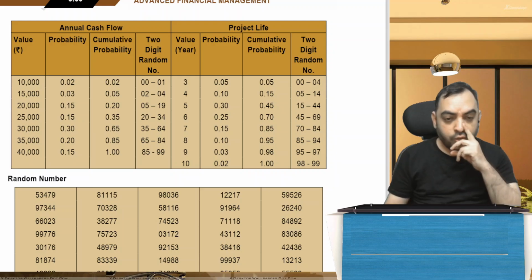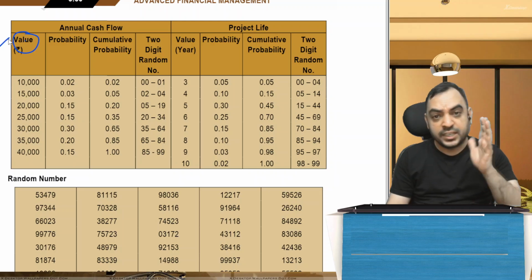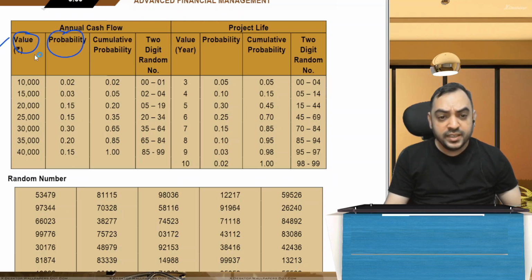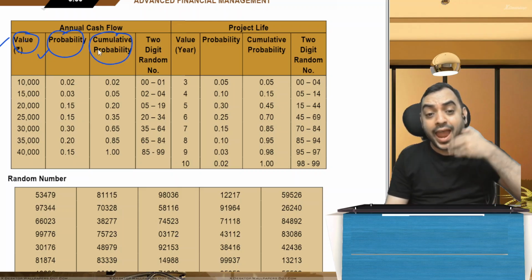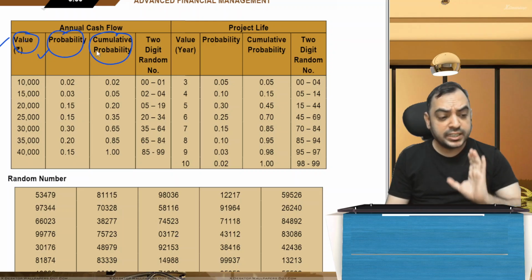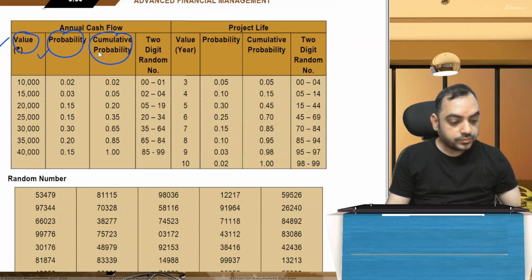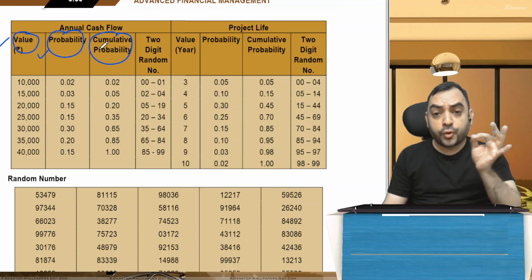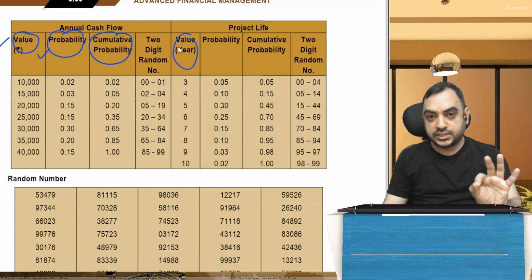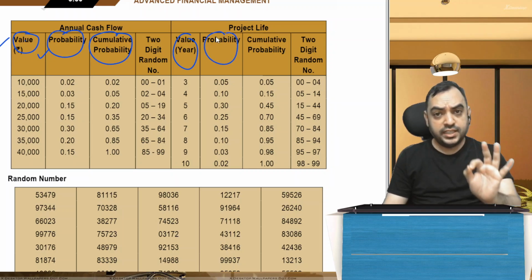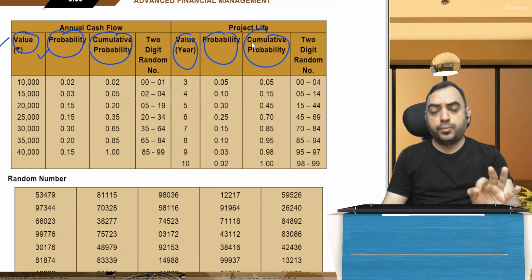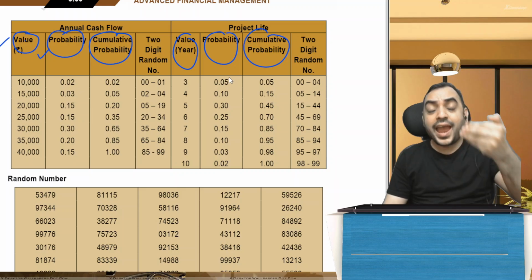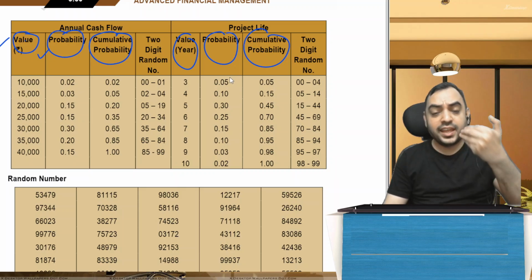So take a look at the institute solution. Annual cash flow value, this is given. Probability is given. Cumulative probability is calculated by adding the probability, just like the way I told you. Now, project life also, value is given, probability is given. Cumulative probability is obtained by adding the probability, like I told you.